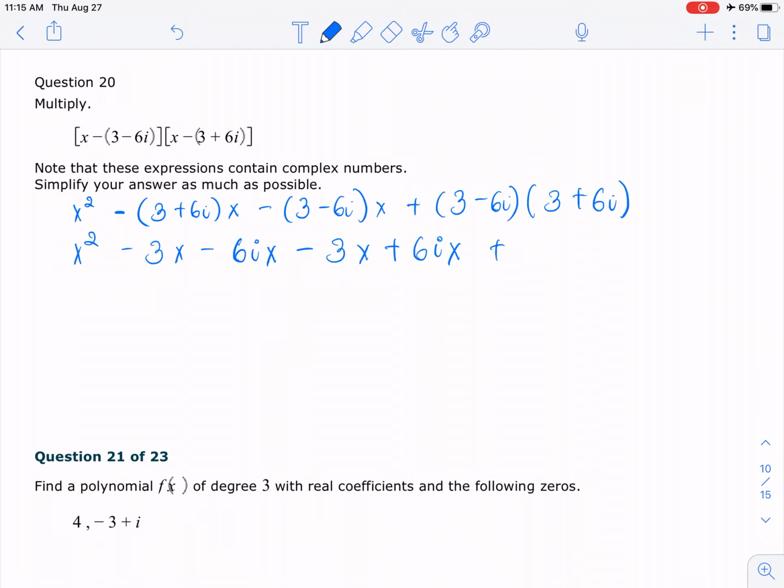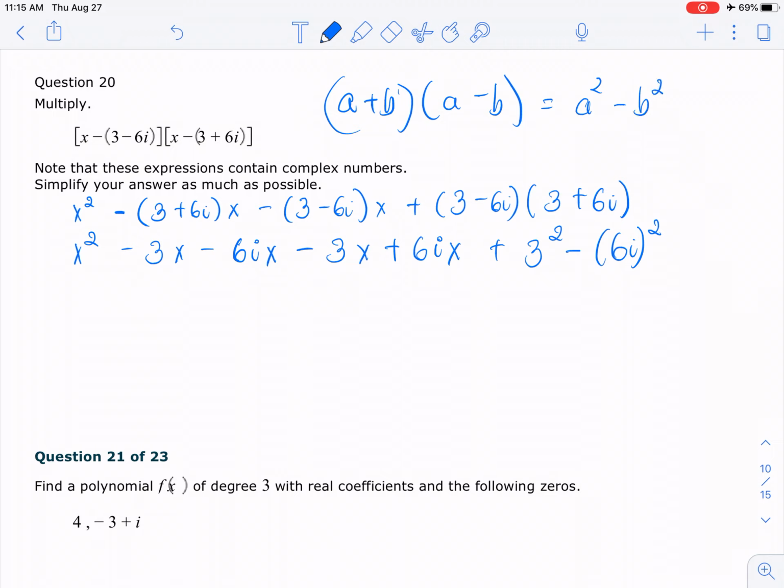Now the last one is the conjugate. So we have 3 squared minus 6i squared. Now I just want to remind you, a plus b times a minus b is a squared minus b squared. So that's what I did for the conjugate. Now let's just clean it up. So what I have right here, this one and this one cancel out. We have x squared minus 6x.